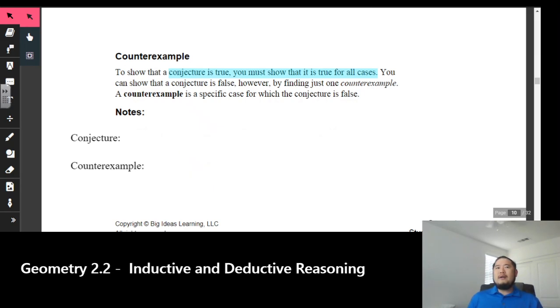We could talk about another conjecture that I could have right here: all quadrilaterals are rectangles. Okay, well, that is not always true. A quadrilateral can be a rectangle, but a counterexample to that would be a quadrilateral that's, for example, a square. Or let's say a quadrilateral that is a trapezoid. So that would be a counterexample to that.